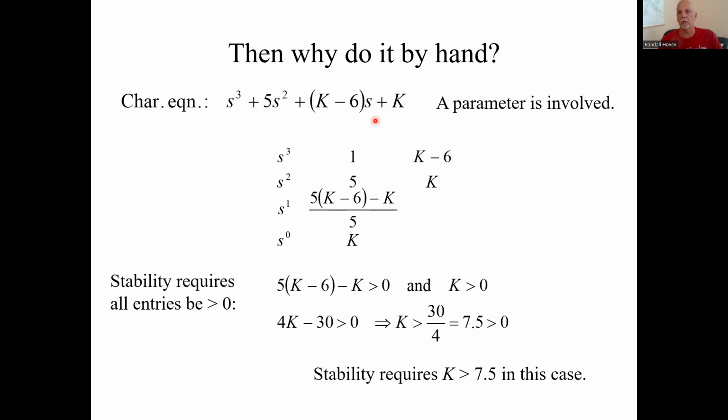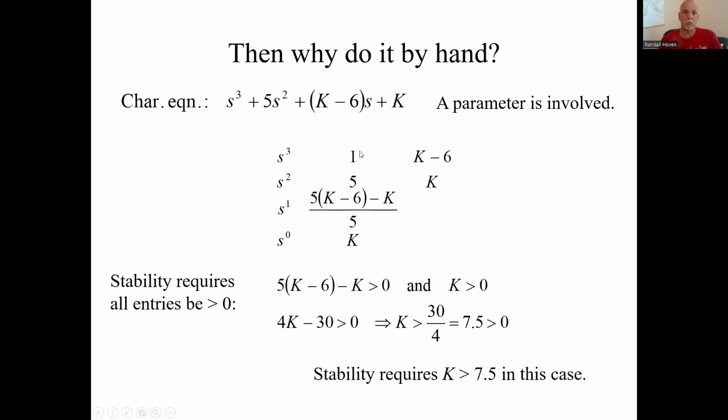Well, your characteristic equation might have parameters in it. Let's say it's this. Now what do we do? I don't know if you can just put this right into MATLAB. Okay, we've got power of 3 here, so we're going to need 4 rows: s^3, 2, 1, 0. First row is going to be 1, k minus 6. Second row is going to be 5 and k. So we don't have to go too far out. This term right here will be 5 times (k minus 6) minus k, divided by 5. Bring the k down, and that's it.